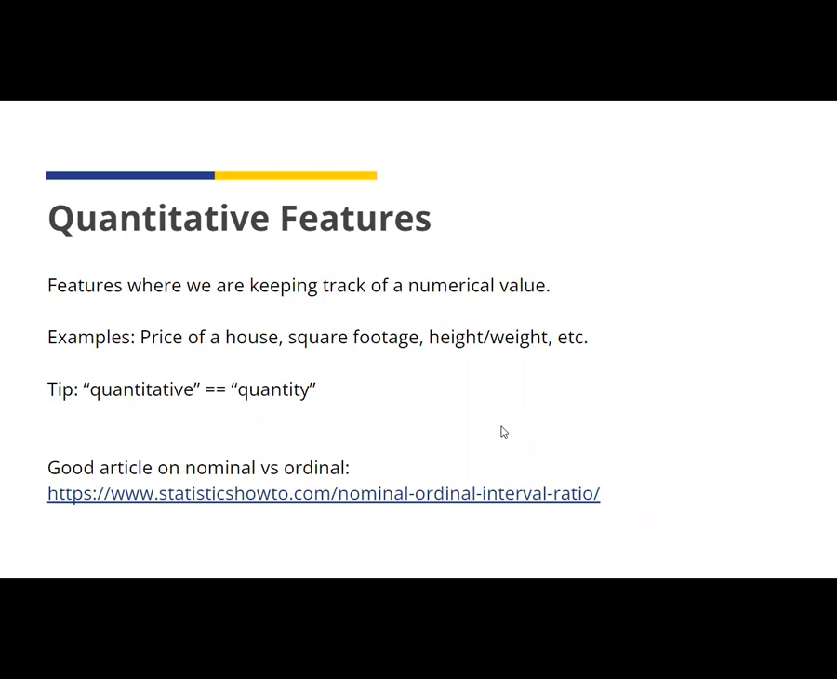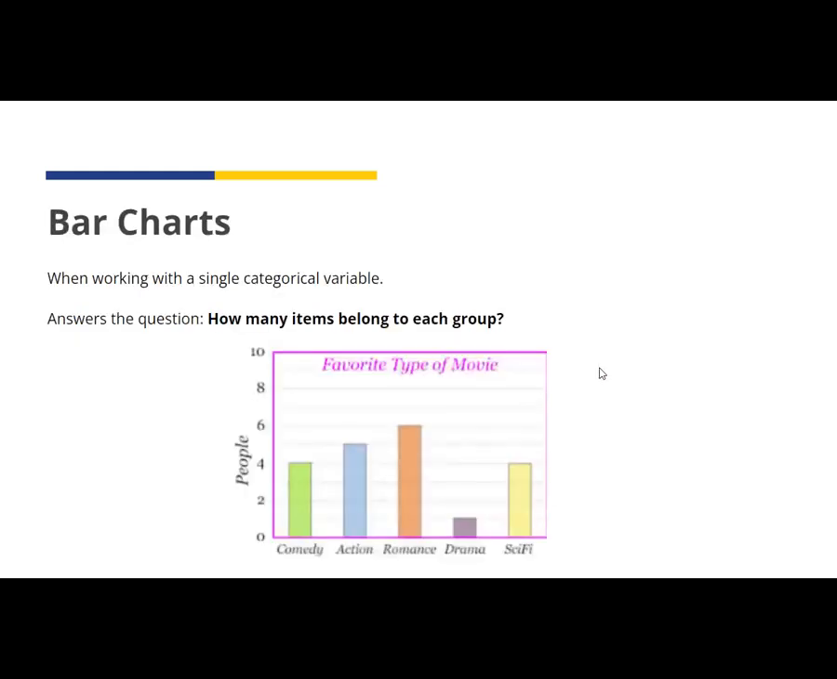And finally, quantitative features are just numbers, things where we're keeping track of a numerical value to describe something: the price of a house, for example, square footage, height, weight, things like that, all quantitative features. And now that we've briefly gone through what types of data exist, we'll also go over the types of visualizations that we can create to address these different features. And first and most familiar to all of you probably is the concept of bar charts.